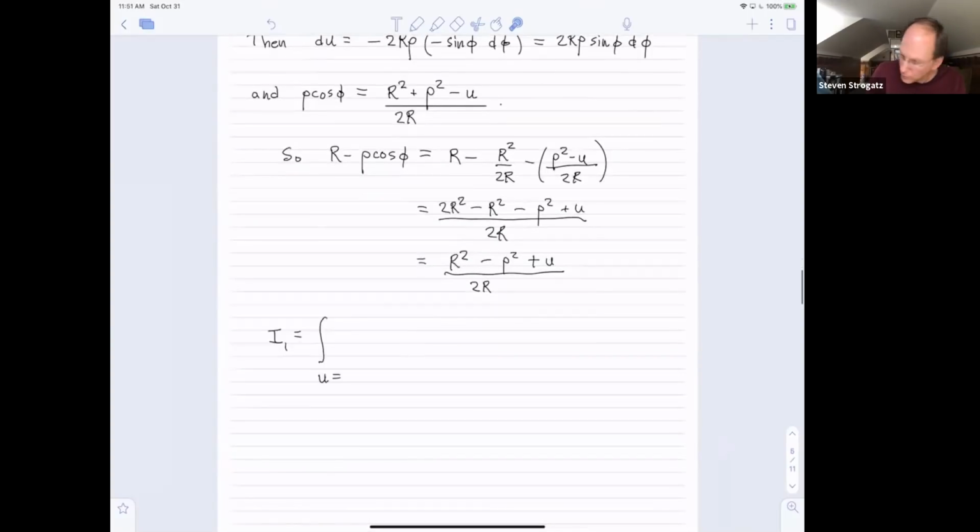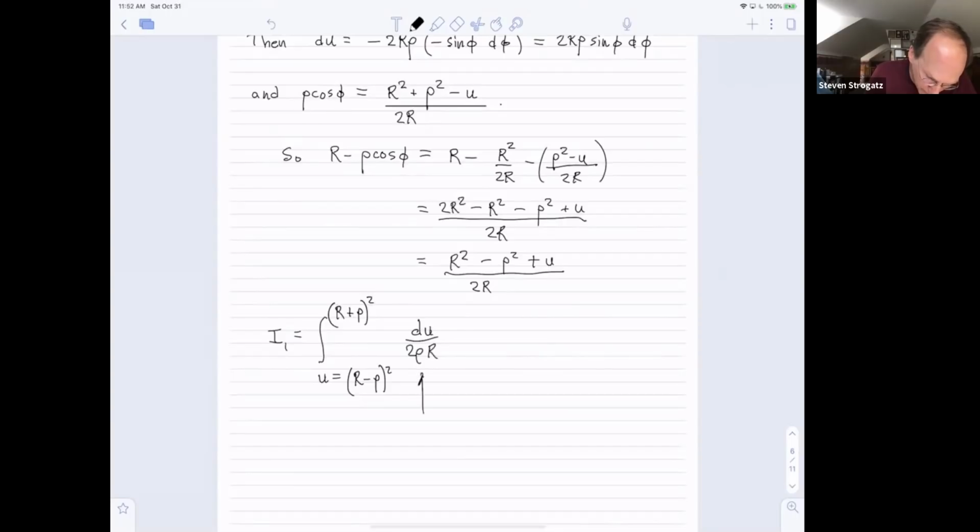So I'm getting stuff like u equals r minus rho squared up to, it turns out up here we get r plus rho squared. And then the integrand has terms that look like du over 2r rho. So this is my sine phi d phi term from before. Then I have a term that looks like the one I just copied down, that's immediately above. R squared minus rho squared plus u all over 2r, right? That's this thing.